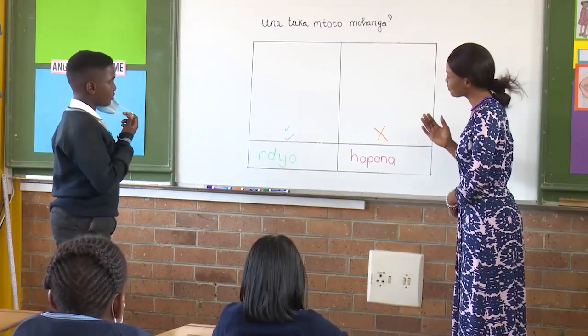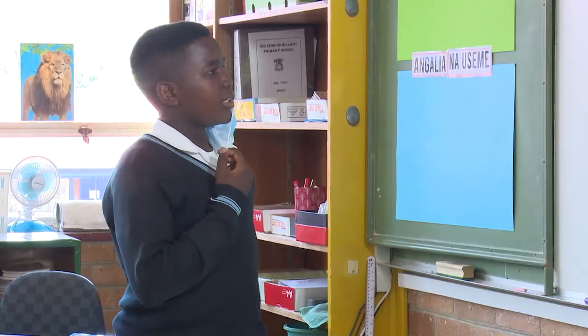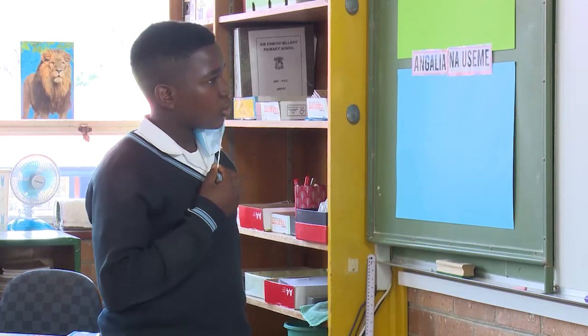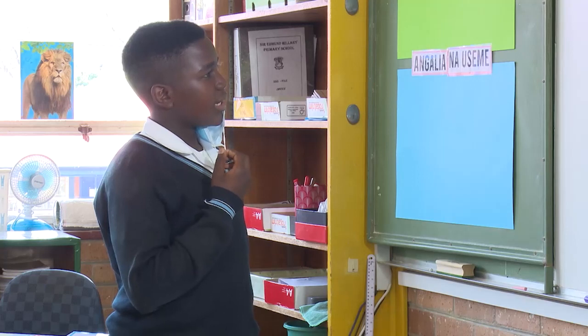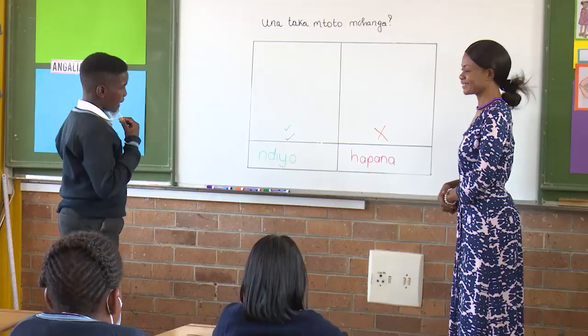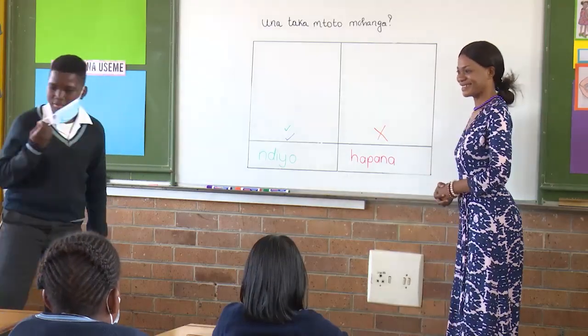Joshua, unataka mtoto mchanga? Ndiyo, nataka mtoto mchanga. Say it again. Ndiyo, nataka mtoto mchanga. Say it again. Nataka mtoto mchanga. Vizuri sana.